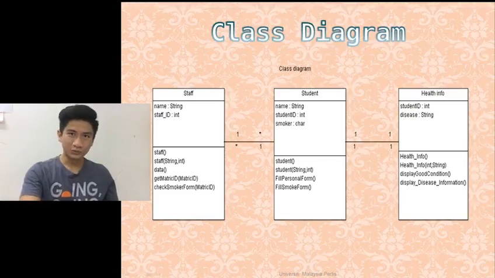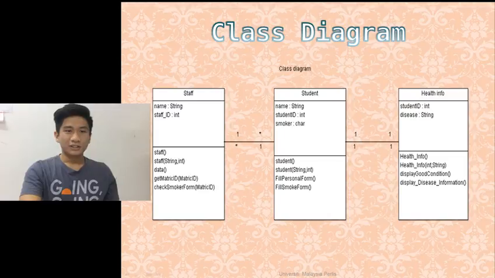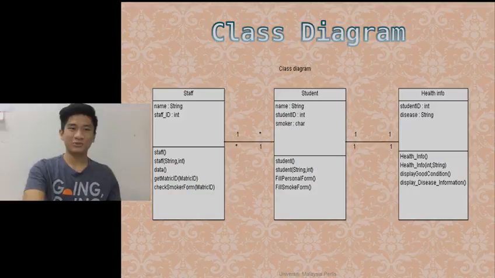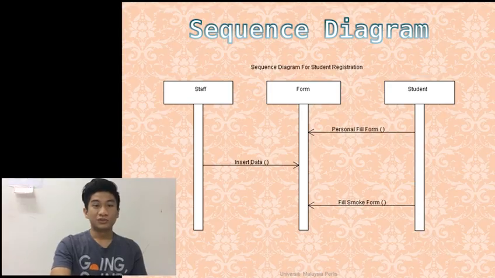For the smoker poll, we use SQL commands, so we didn't use Java syntax like staff, student and health information in the class diagram, because most of our data is in MySQL. Now we move to the sequence diagram.